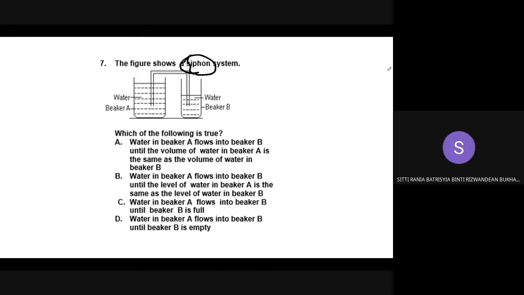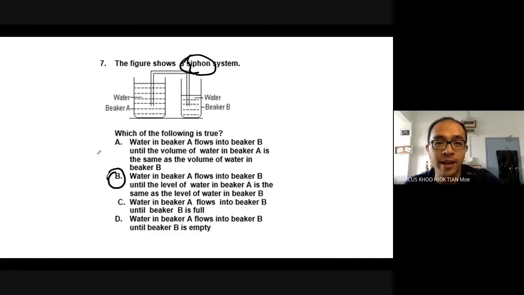I think B. Water in beaker A flows into beaker B until the level of water in beaker A is the same as the level of water in beaker B. Okay. Adakah jawapan anda muktamad? Do you want to use your 3 lifelines? Macam Who Wants to Be a Millionaire.